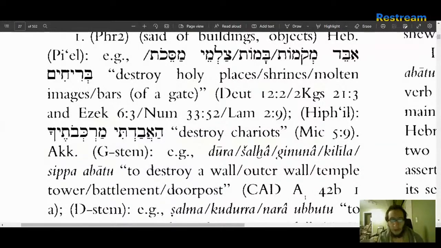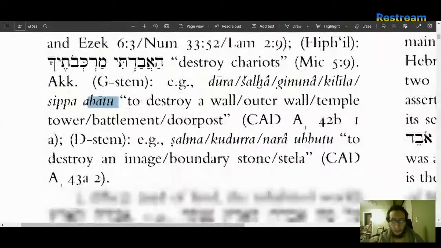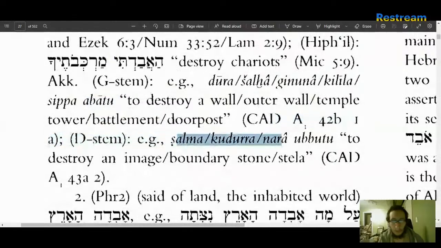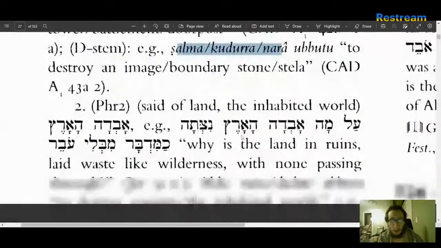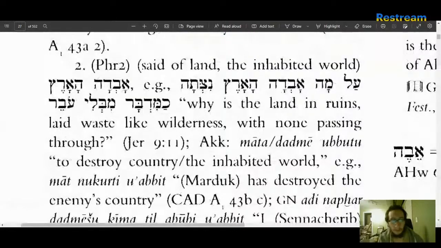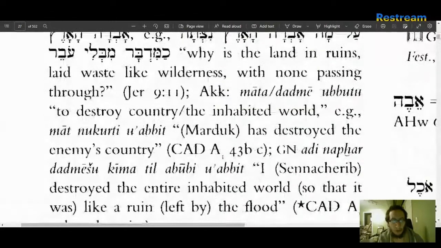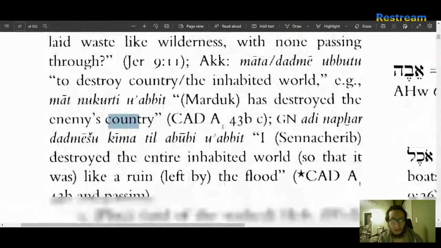So we have something similar in Akkadian where a bunch of different types of things can be destroyed. A wall, a outer wall, a temple tower, a battlement, a doorpost. These are all said to be destroyed, or abatu. Said of land, the inhabited world. Basically destroying a country. Defeating a country.